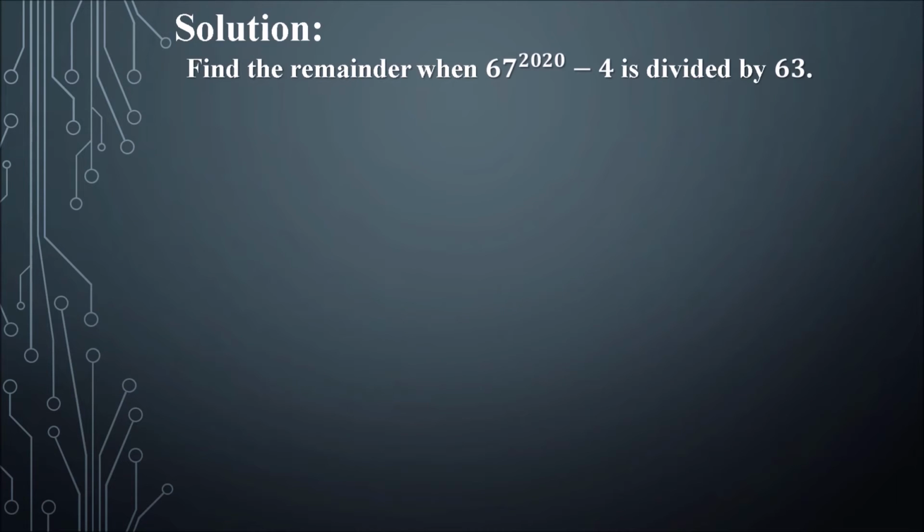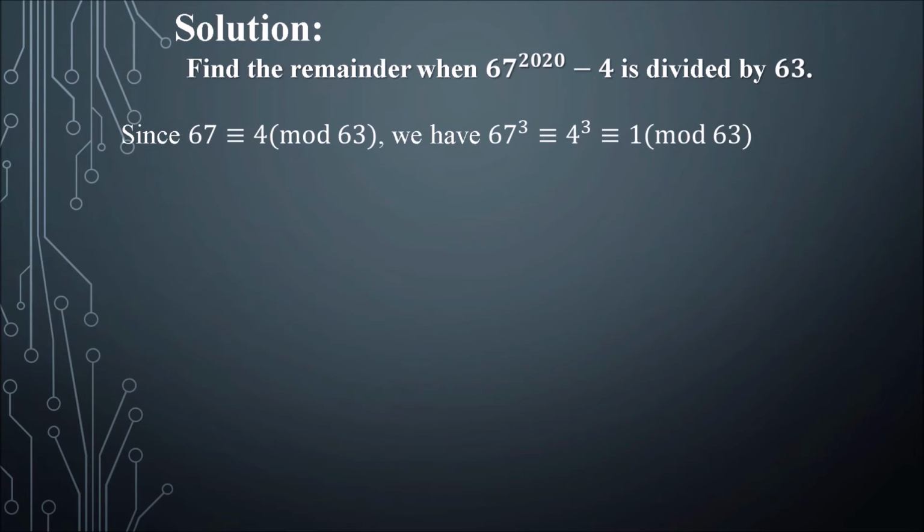Now going back to the problem, find the remainder when 67 raised to 2020 minus 4 is divided by 63.